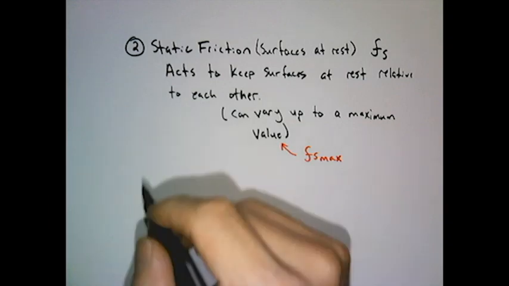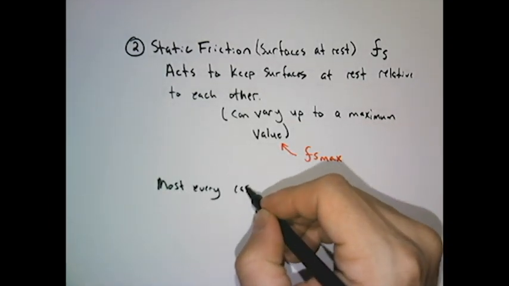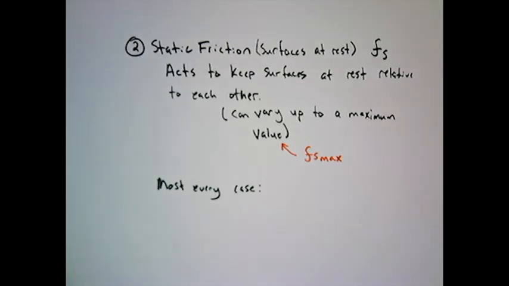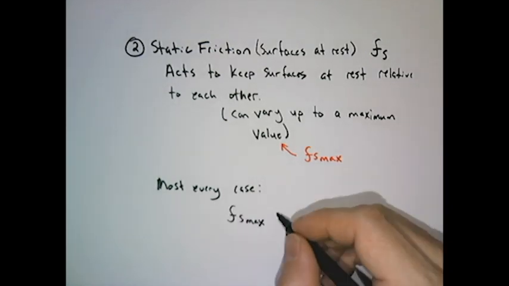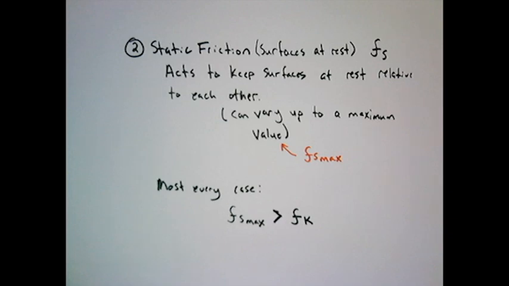In most cases, for a set of surfaces, the force of static friction is larger than the force of kinetic friction. In other words, two surfaces at rest and gripping each other will exert a larger frictional force than two surfaces that are actively slipping or sliding past each other.